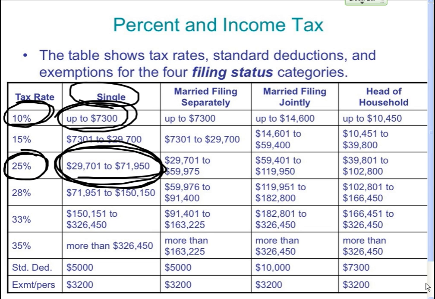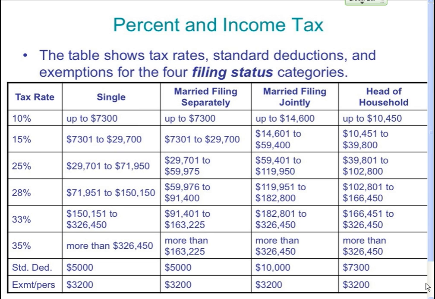She then pays 15% on the amount that's between 7,300 and 29,700. And then anything that's over 29,700, that's what she pays 25% on. So you cannot multiply 25% times the 32,700. I wish you could. That would make life a lot easier, but it doesn't work that way. So let's go back, see if we can find that page again.